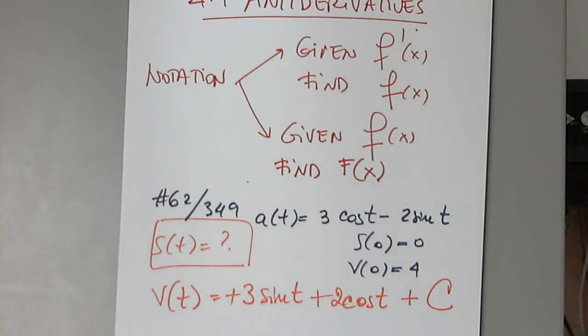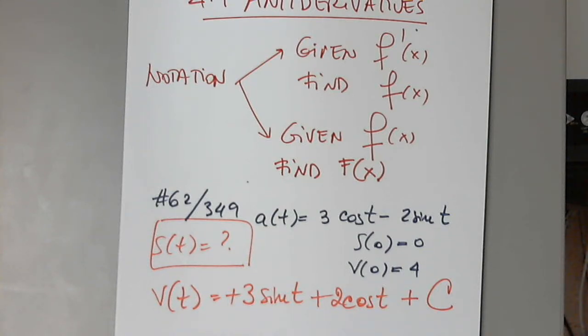Let's stop for a moment and make sure that this is correct. If I differentiate b, do I get a? 3 sine t prime is 3 cosine t. Positive 2 cosine t prime is negative 2 sine t. When I differentiate the constant, I get 0. Would you agree? Very good.